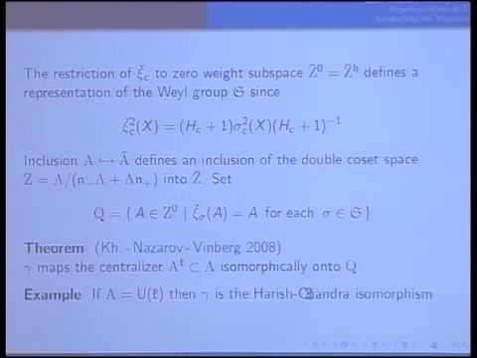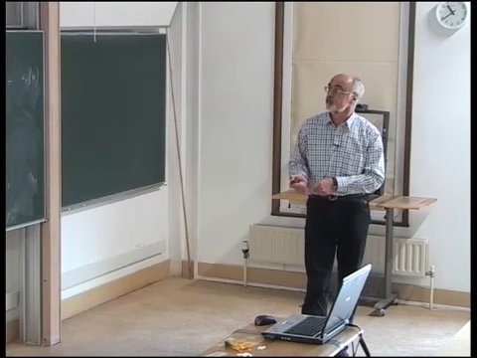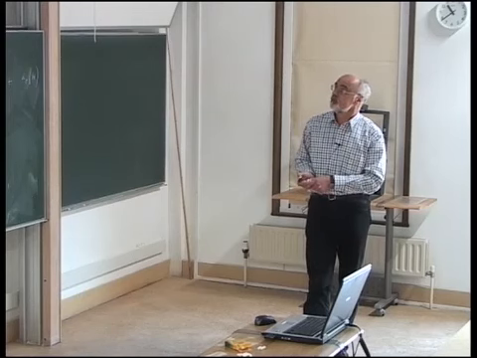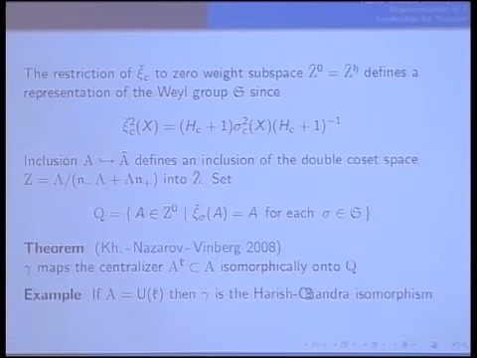Moreover, one can compute the square of these operators, and they are not equal to identity, but they differ by conjugation of a Cartan element. However, once we restrict to the zero-weight subspace, it will be equal to 1. So on the zero-weight subspace of this double coset space, this is the representation of the Weyl group.